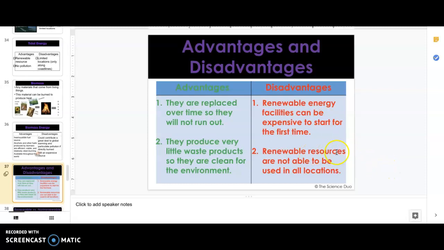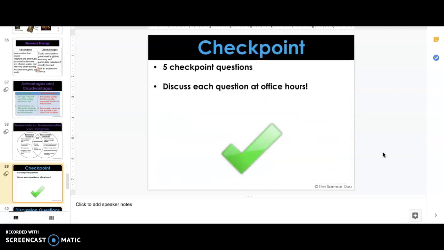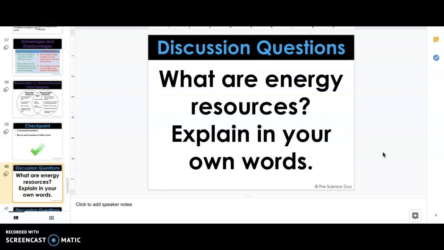Renewable resources are not always available at all the same locations, so each area of the world would have their own. If you join me for office hours, we can discuss some of this further.